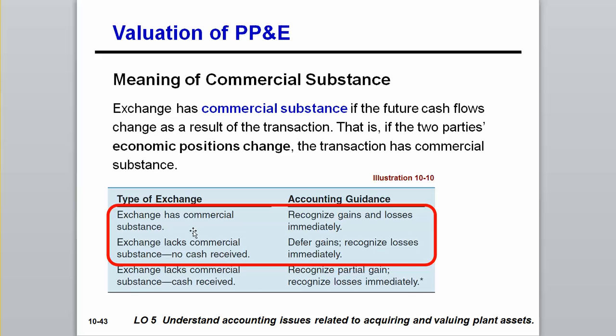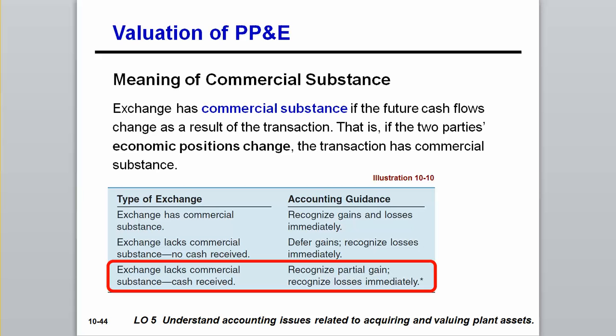However, if the transaction has commercial substance, we will recognize the gain immediately, but if it lacks commercial substance, in other words, there's been no significant change in the timing or amount of future cash flows as a result of the transaction, then we shouldn't report a gain, and we will record the new equipment at the net book value of the old equipment, and we will defer the gain. So again, no commercial substance, no gain.